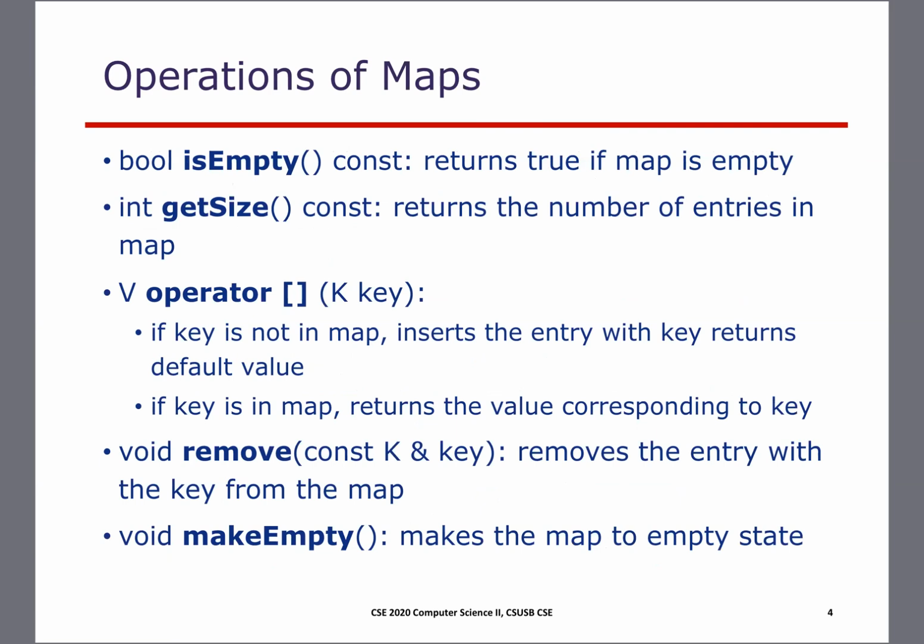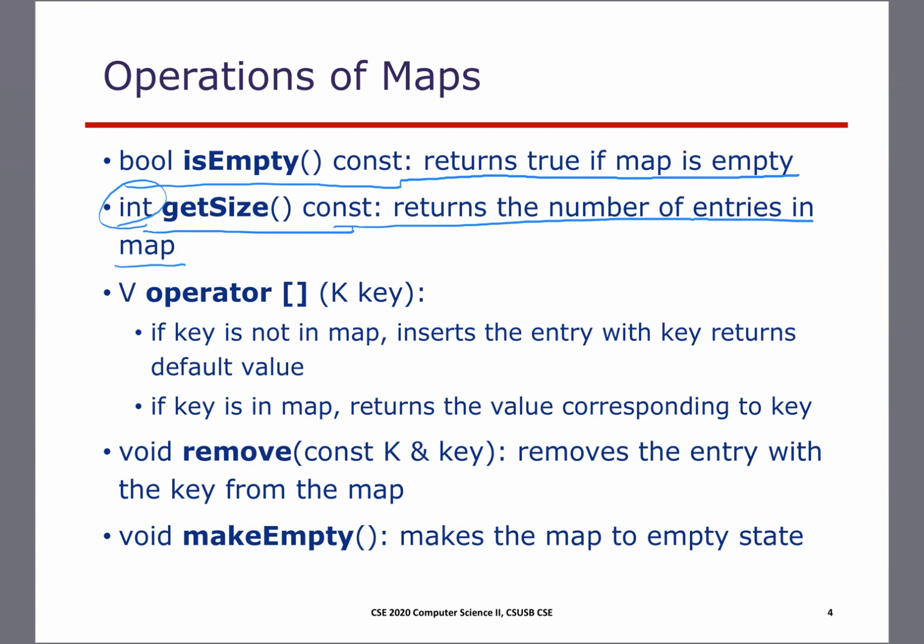The operations of map. Here we have at least 5 operations of map. The first one is empty. This operation returns true if the map is empty, and returns false if the map is not empty. Get size returns the number of entries in the map. The return type is int. And then this one, we call it the index operation or the index operator. It takes one parameter k.